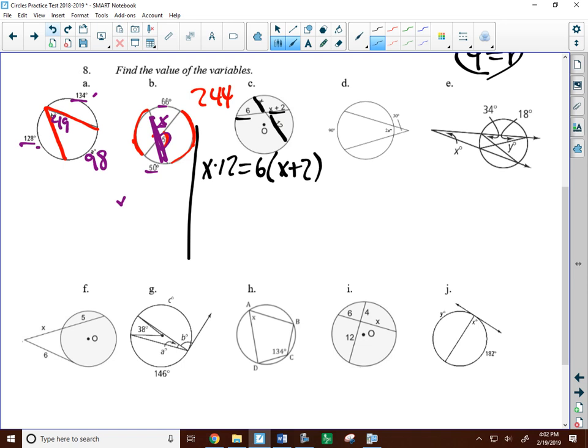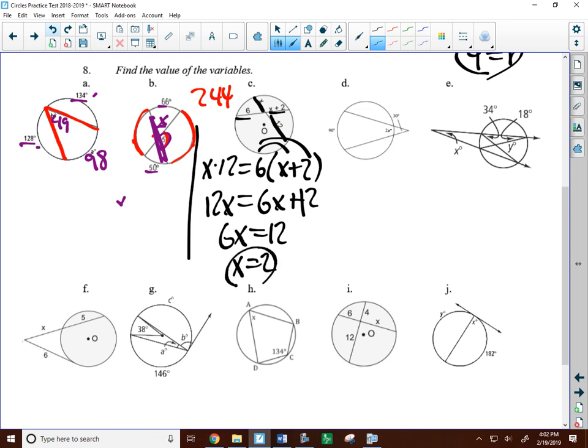Make sure parentheses here, because sometimes students will do this: 12x and they'll write 6x plus 2. They won't distribute. So you've got to distribute this. It was 6 times all of x plus 2. Subtract 6x, and then divide by 6, so we get 2.